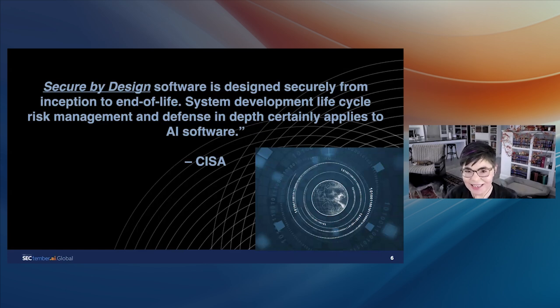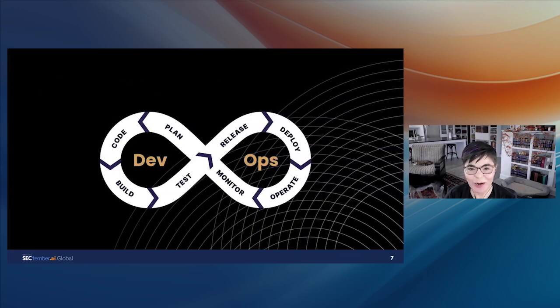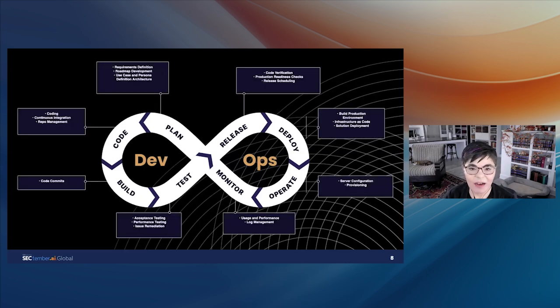Does that sound a little bit familiar? It probably does, because you've probably seen this before or something very similar to this. This is the traditional DevOps lifecycle. We start with plan and code, we go through build and release, and then we operate and monitor while it's out in deployment. And we have activities that we perform at each phase.